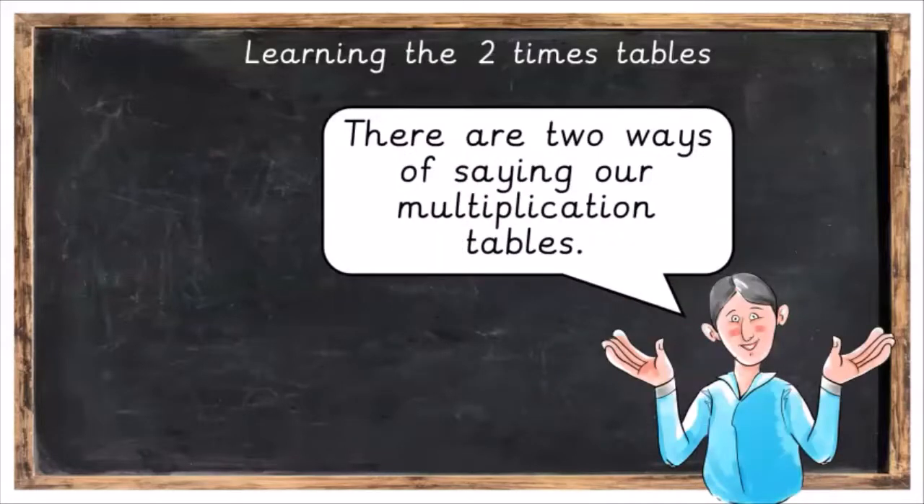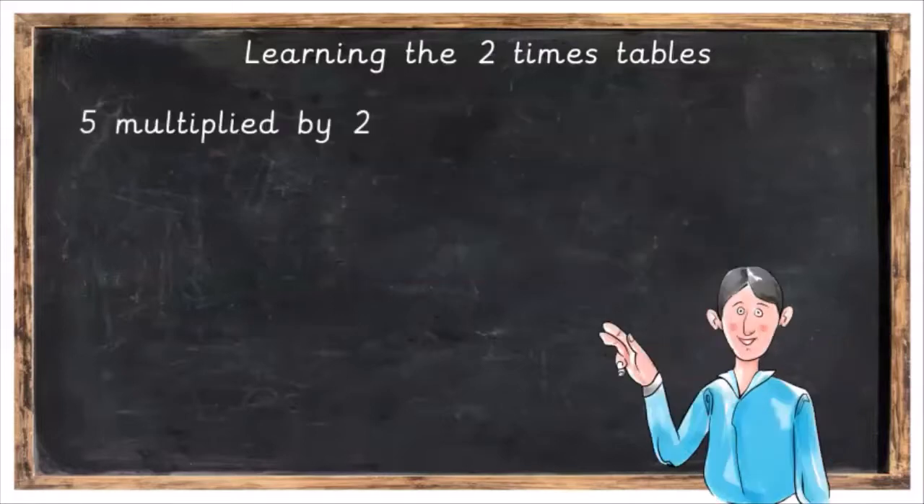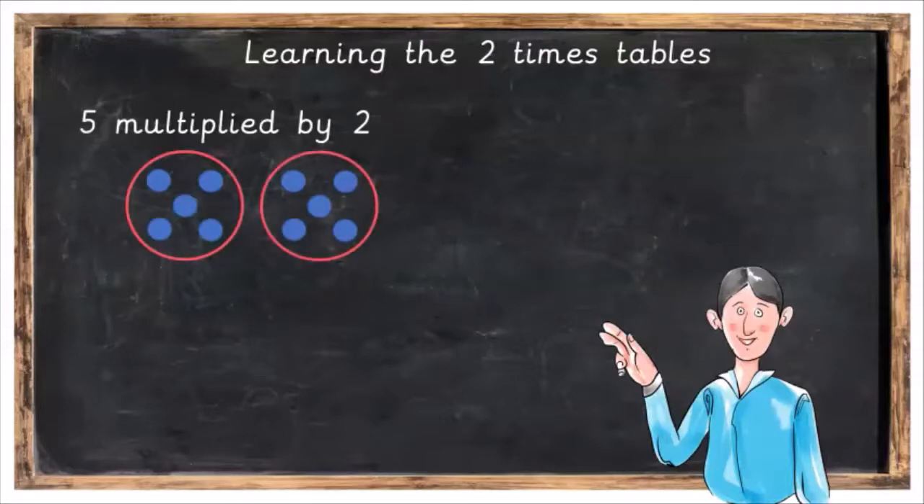There are 2 ways of saying our multiplication tables. The first way is 5 multiplied by 2. So here we've got a 5 and another 5. So that's 5 multiplied by 2 and we can write 5x2 for that.